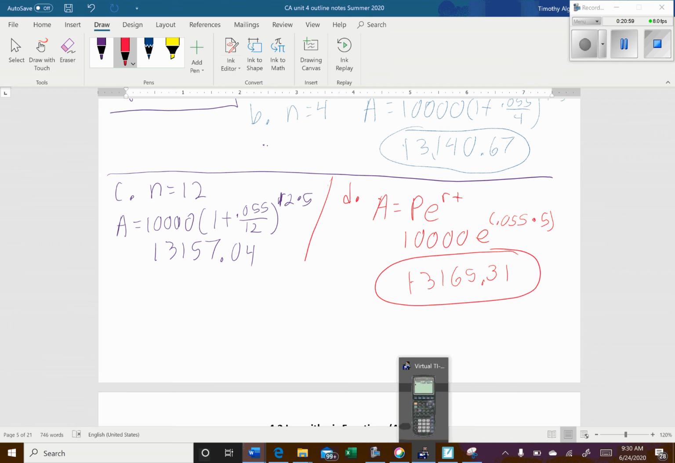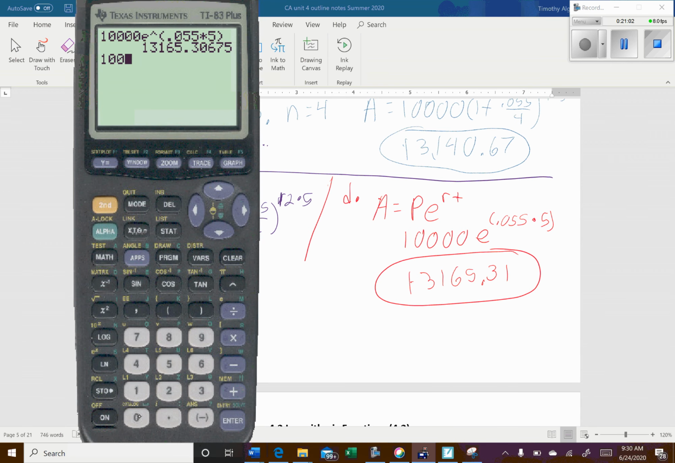So just real quick, if I would have put 10,000 e raised to 0.055 and then multiplied it by 5, it's going to read it incorrectly. It's going to multiply by 5 after the exponent, because it's going in order of operations. And so see, look at that number that comes back. That's incorrect. So you want to be careful the way you put it in your calculator. You could always figure out what that number is first and then raise it to that value if you want to.